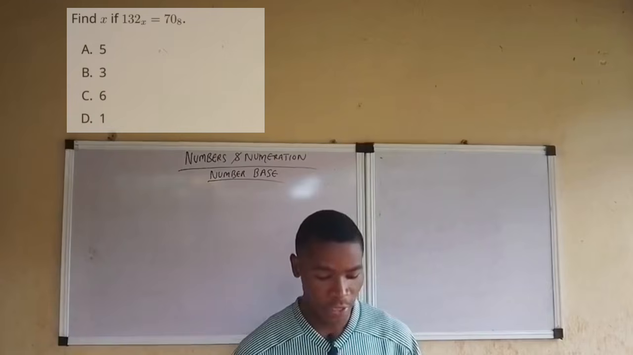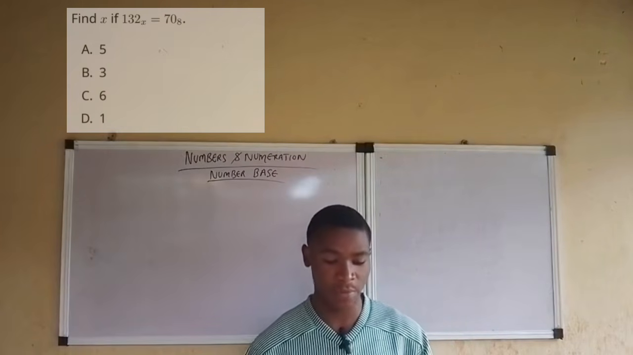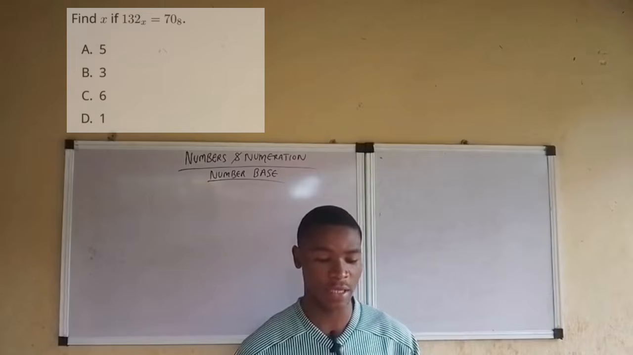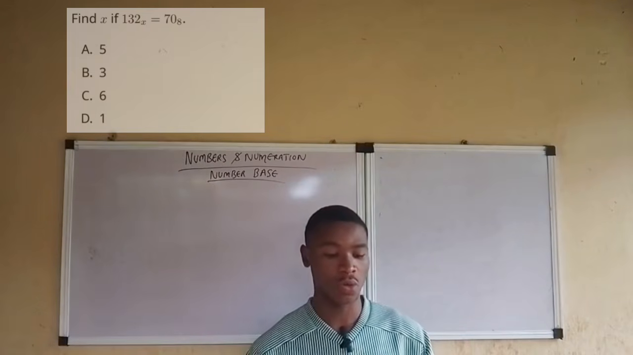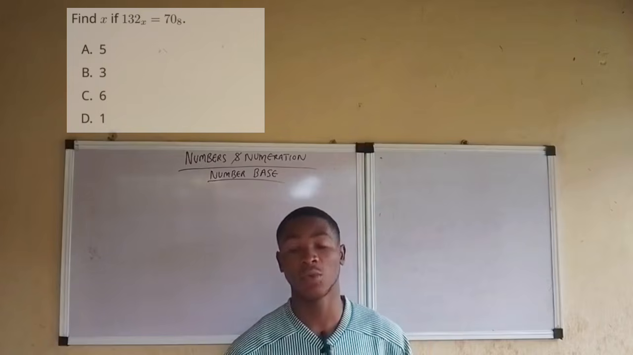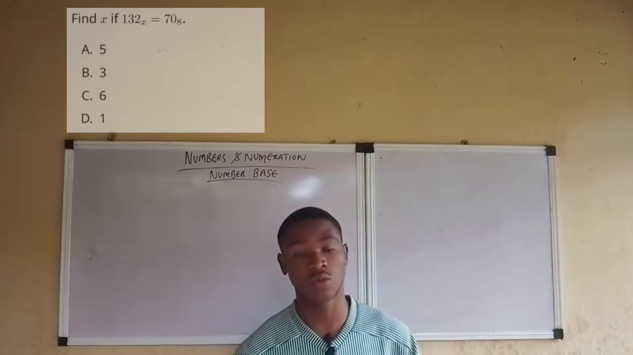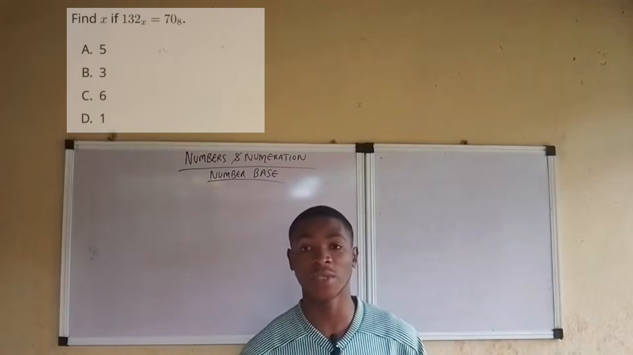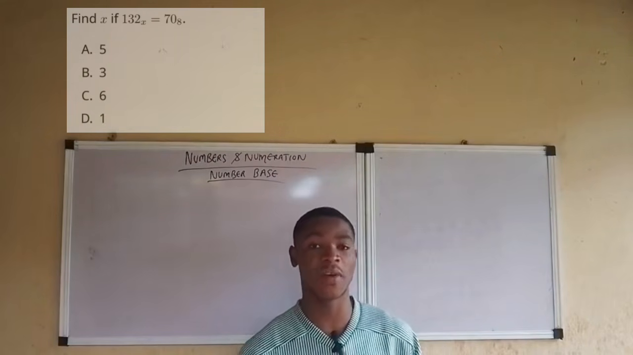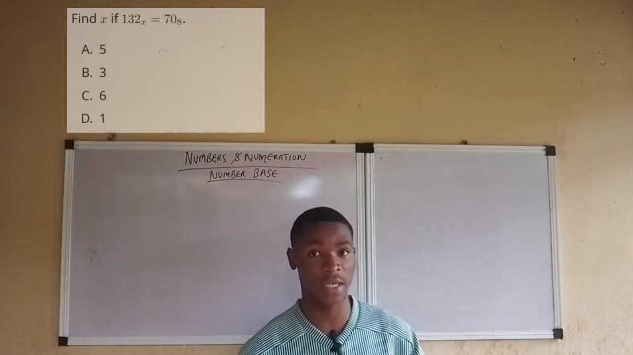Now the first question in number base, as you can see above, says we should find x if 132 base x is equal to 70 base 8. So here what you can see is that we have a number 132 base x being converted to another base. So 132 was in a particular base before, but now it has been converted to base 8. So we want to find the base which 132 was in before it was converted to base 8.